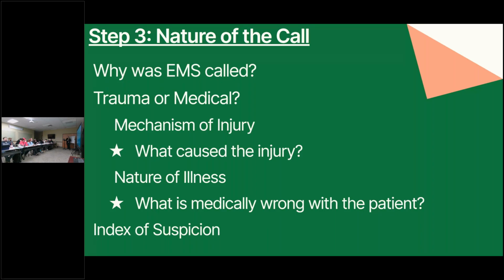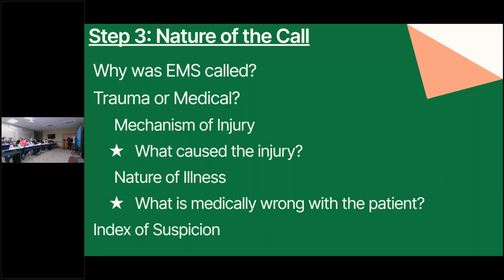So index of suspicion. When you show up on scene, if you see a car crash, you can have an index of suspicion that their mechanism of injury came from that car crash, right? So the index of suspicion is just your idea of what might be happening, your interpretation of what might be going on there. Okay.